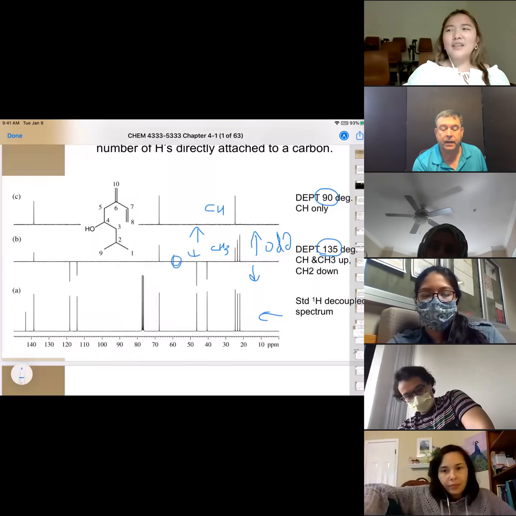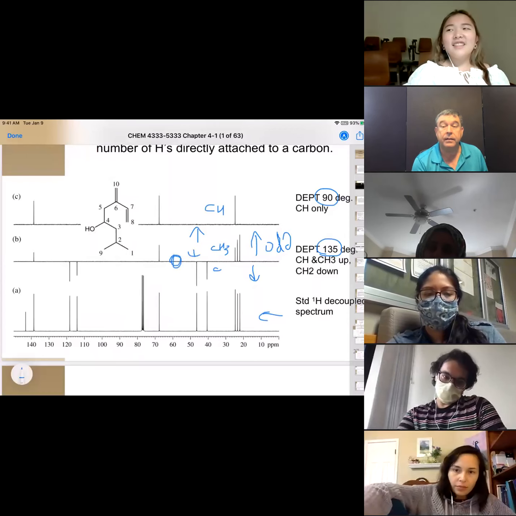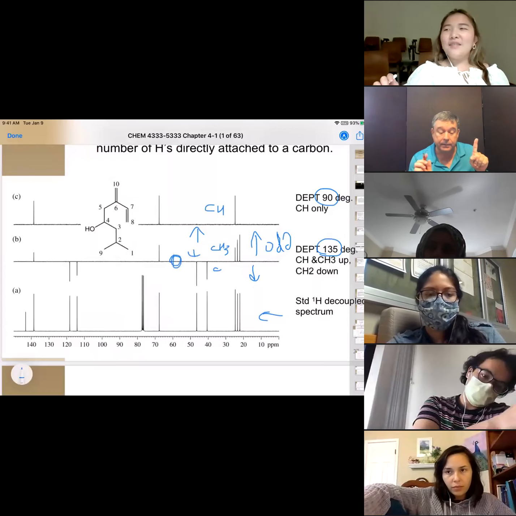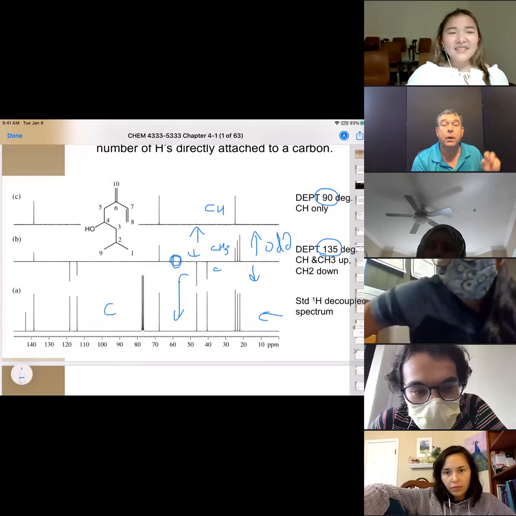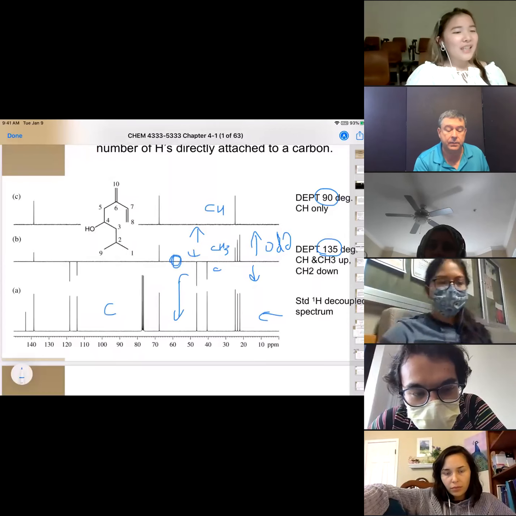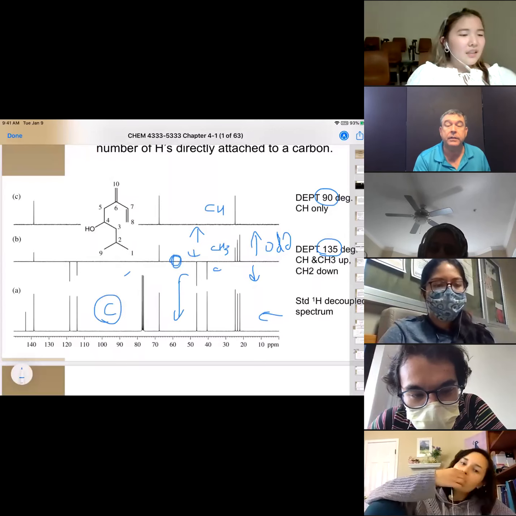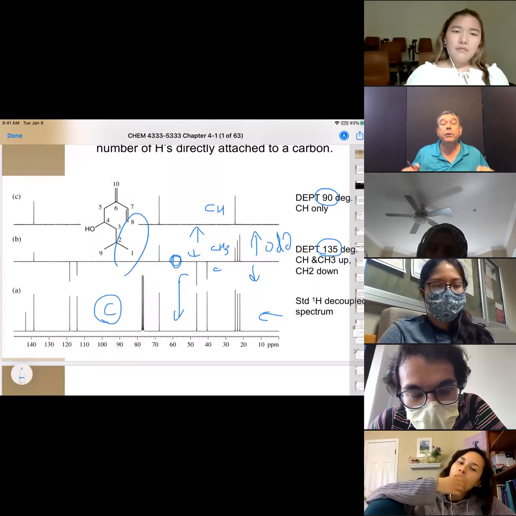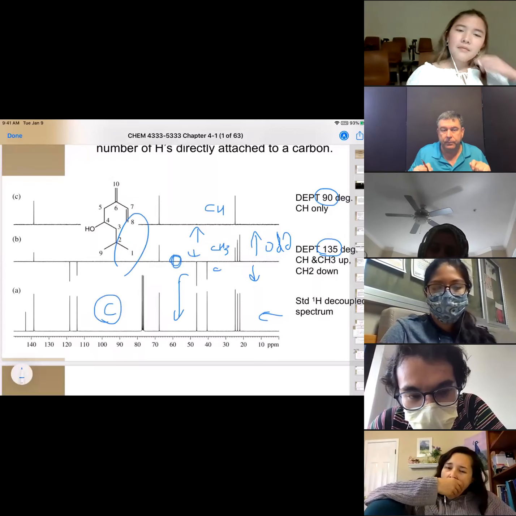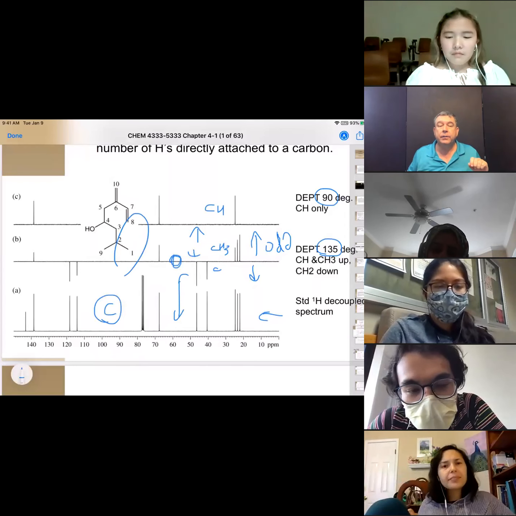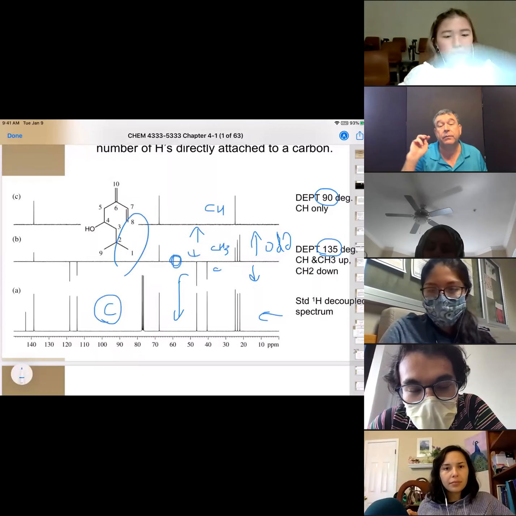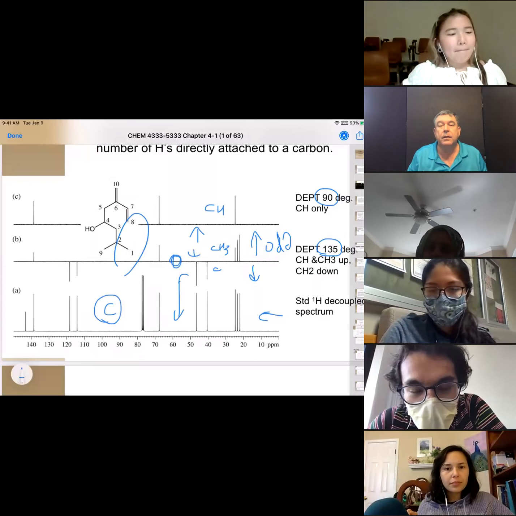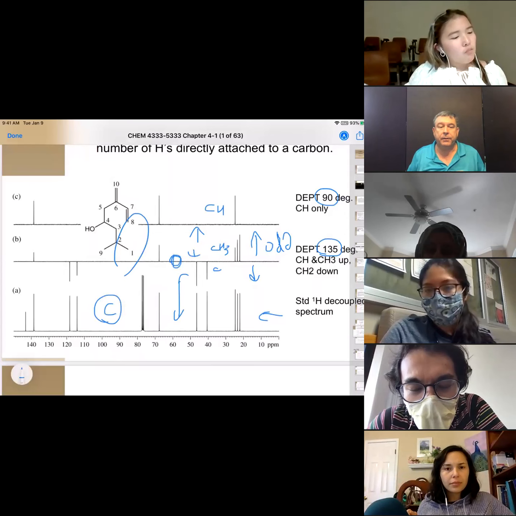On this graph, we've told the difference between a CH2 and the CH and CH3. And by looking at the difference between these 2, we can now see the Cs with no hydrogens at all, because the Cs with no hydrogens at all don't show up in either of these graphs. So now you'll know exactly which carbons have 0 hydrogens on them, which carbons have 1 hydrogen, which have 2 hydrogens, which have 3 hydrogens, okay? So that's the power of the DEPT experiment, okay?